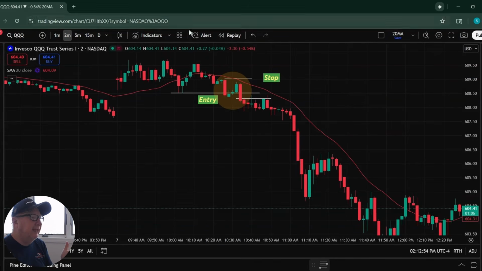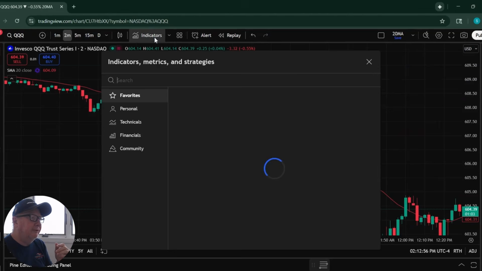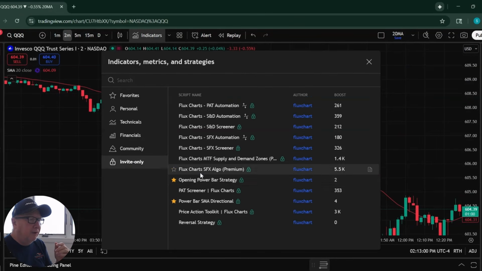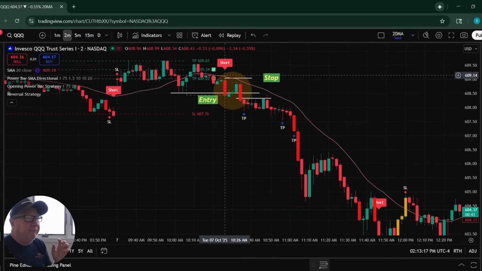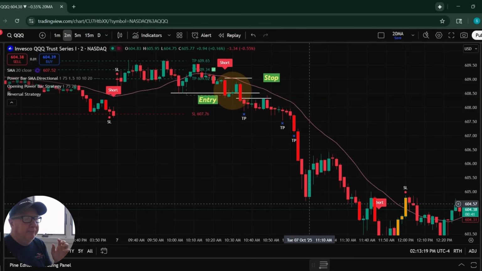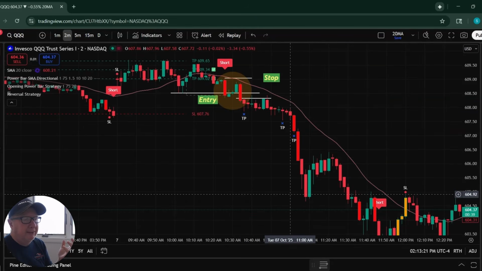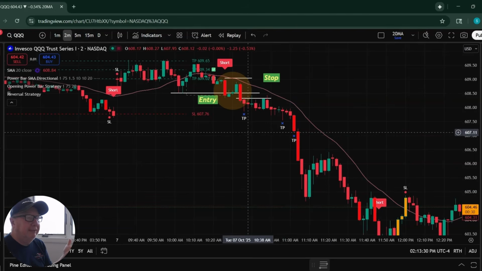I did put together several indicators that are based on the power bar strategy that I just described, as well as an opening power bar strategy. And now I have a reversal strategy that is based on that move away from the 20 that I describe in another video, which I'll link to at the end of this video.